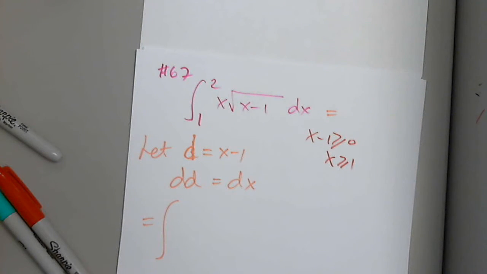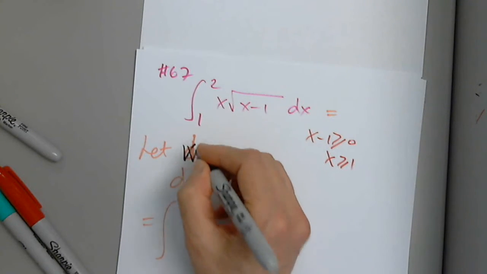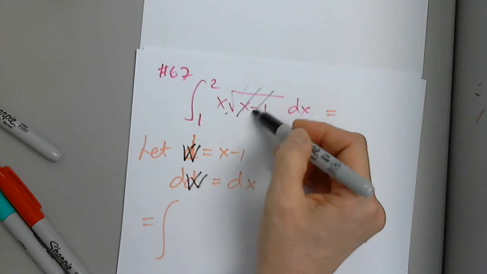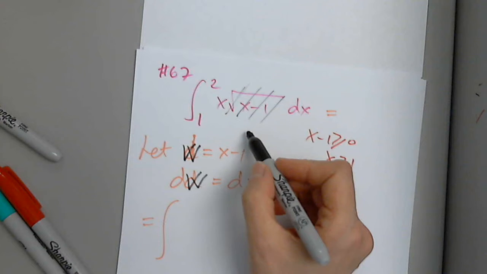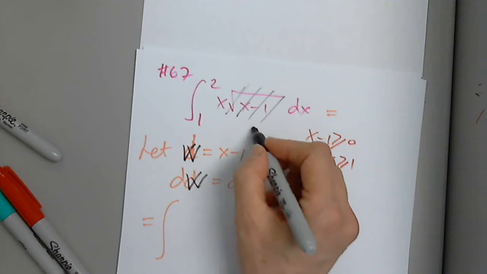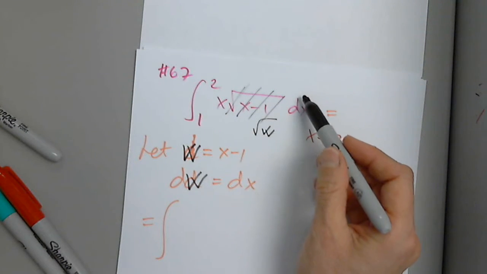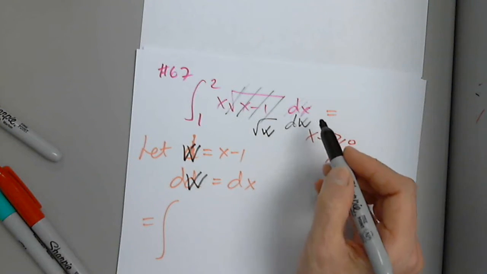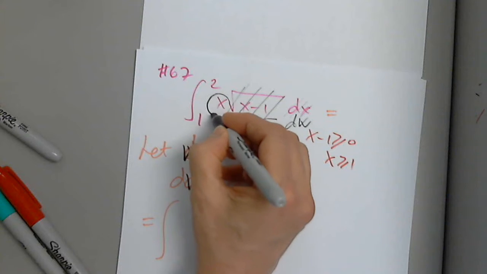Okay, sorry. So I think we should change the variable from D to something else. Okay, let's make it W. So W is x minus 1. So dW equals indeed dx. Good. What do I replace this by? Square root of W. Very good. What do I replace this by? Very good. And now, what do I replace this by?